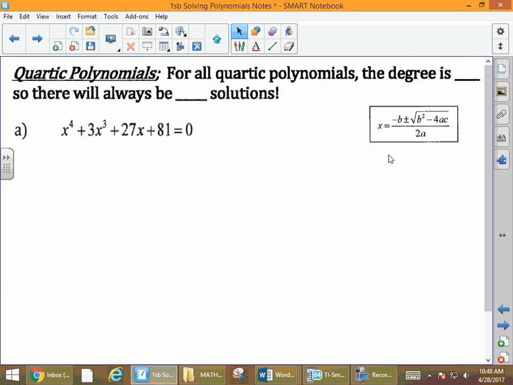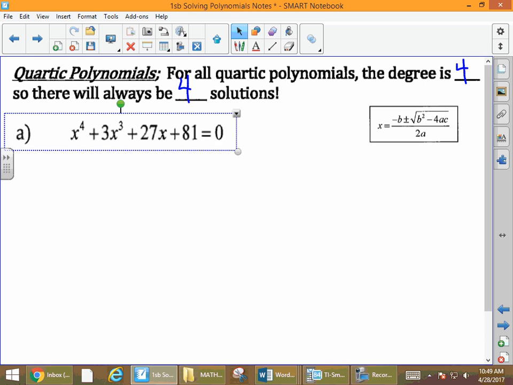So now we're going to talk about quartics. We've done quadratics, we've done cubics. Let's do quartics. And a quartic has a degree of what? Do you remember? At least you should hopefully be thinking 4. And consequently, because it's to the 4th degree, we should have 4 solutions.